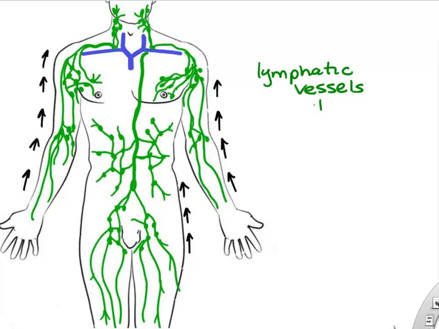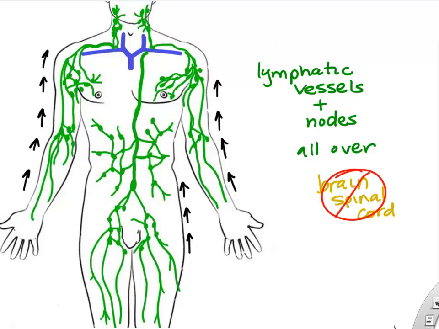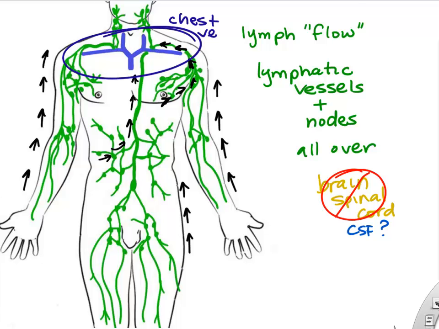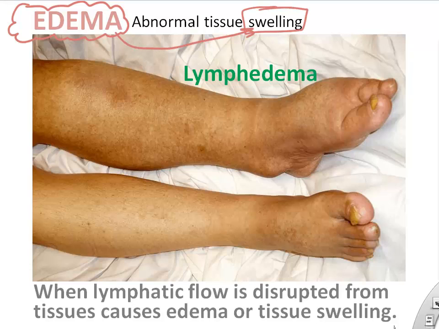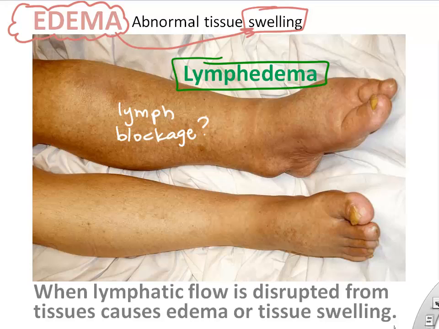So remember, this lymphatic circulation goes in these vessels from the periphery back towards the veins in your chest. The central nervous system doesn't have lymphatics. The lymphatic circulation is continually moving fluid from our periphery back towards the veins in our chest. This lymph flow can be interrupted. Again, sometimes swelling is just due to other causes, but specifically when you interrupt the lymph flow, we call the swelling lymphedema.